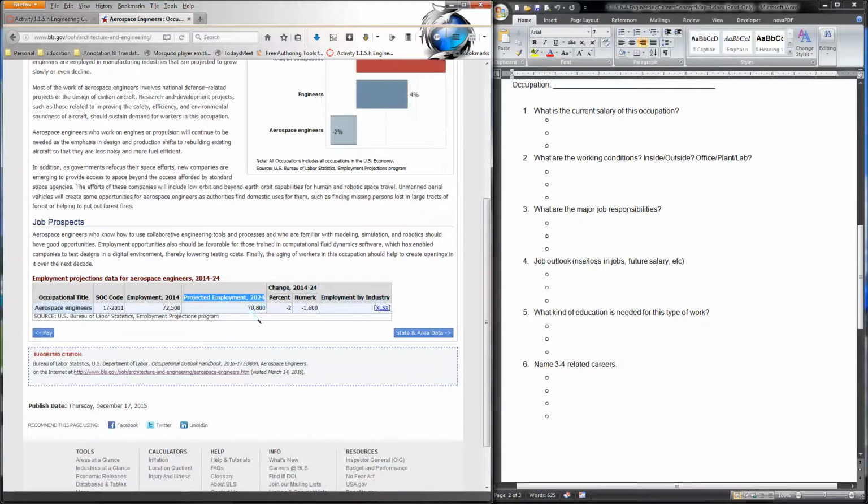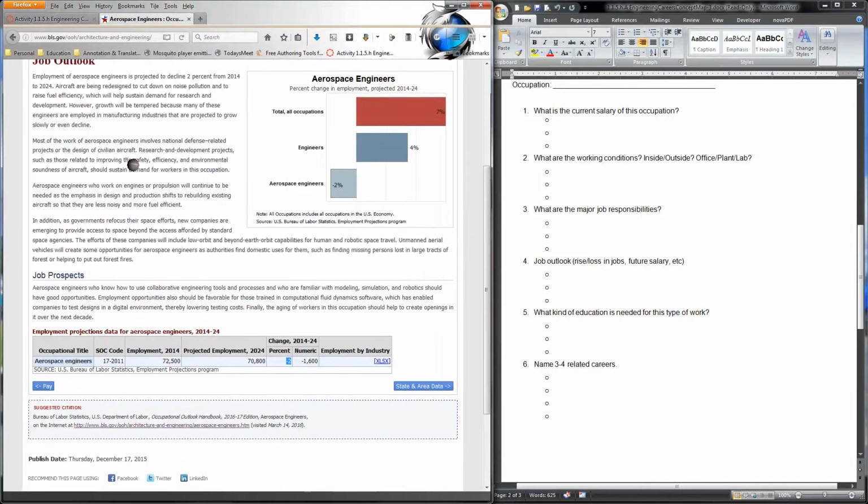So in this case, there's going to be an estimated 71,000 jobs, which means that if we look here, the change between 2014 and 2024 is going to be a negative percent. So it's going to decrease by 2%, which means there's going to be less jobs in this field in 2024. That's not a good thing for anyone who wants to get in it. So there's not going to be as much of a demand. So the paragraph's going to talk about that.